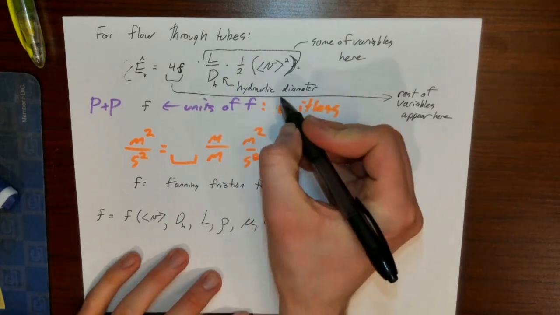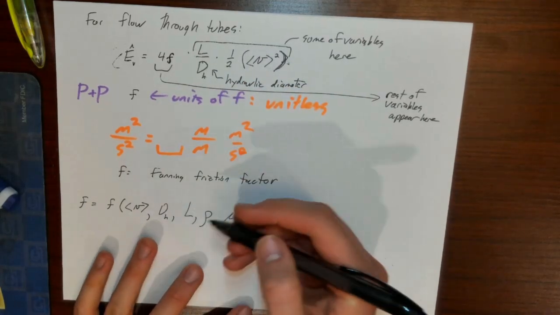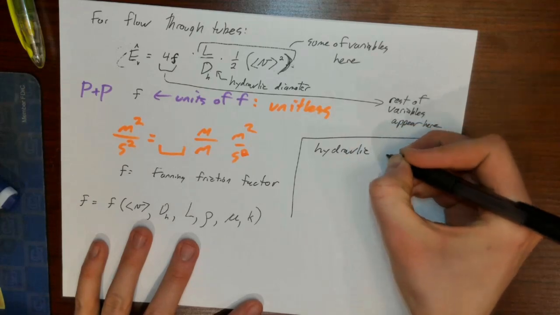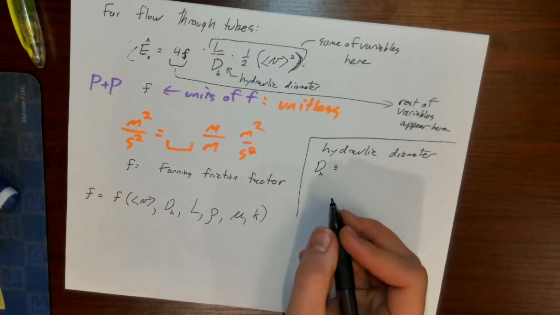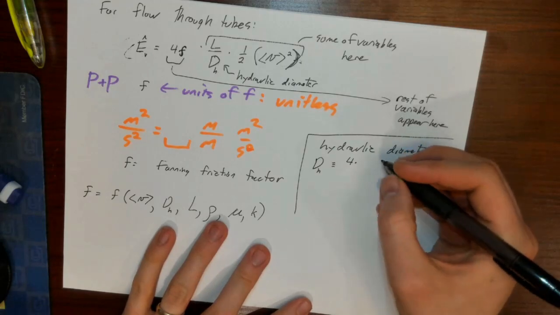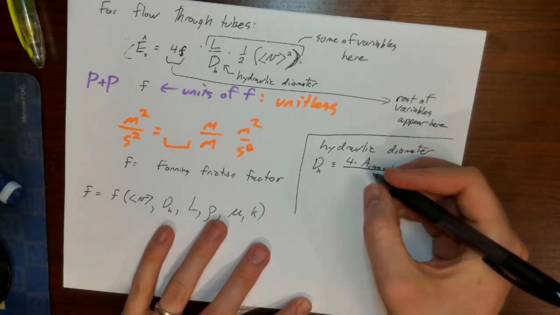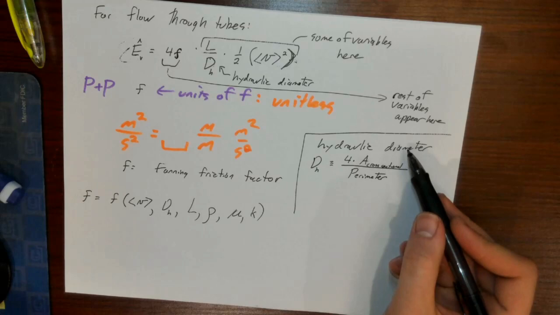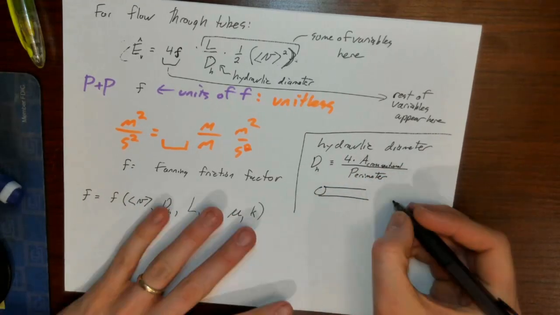Oh, but before I get too far, I made a promise that I haven't yet kept. I promised I would talk about hydraulic diameter before we get too deep. So hydraulic diameter shows up here, but I haven't talked about it. So let's put a little side box over here. Hydraulic diameter, D sub H, is defined as 4 times the cross-sectional area divided by the perimeter. So basically, hydraulic diameter takes the idea of the diameter of a pipe, but extends it to potentially non-circular cross sections.